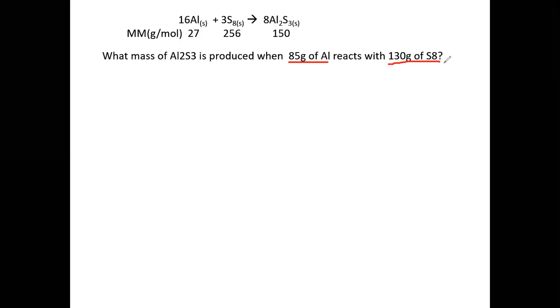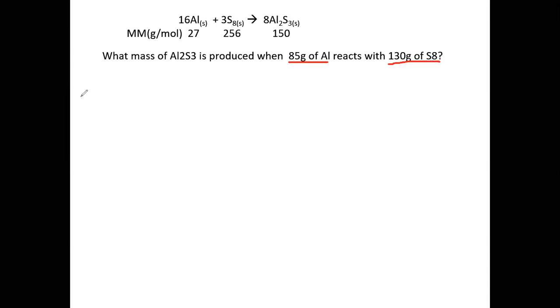So the first thing we have to do is to determine which reactant is consumed up. And the way we do that is to determine which reactant produces the fewer moles of product. So just like we did on the previous 2 examples, we're going to do a duplicate set of calculations, one for aluminum and one for sulfur, to see which one produces the fewer moles of product. Once we know that, then we can calculate the theoretical yield of aluminum sulfide.